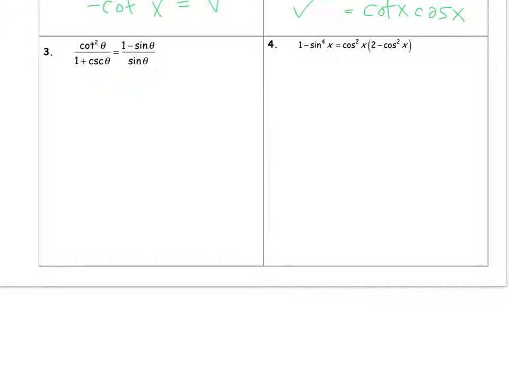Number 3 is nasty in comparison to 1 and 2. Which one looks more difficult? Probably the one on the left. The one on the right does contain a minus sign, but the one on the left contains cotangent and cosecant, and no one likes them compared to sine. And we also have that squared value on the left. So I'm going to start with the left-hand side, and I'm going to recopy it here. Cotangent squared theta over 1 plus cosecant theta. Okay, and that's going to equal my right-hand side. But I'm looking at this, and I'm trying to think about what to do. Where can I go? What can I do?